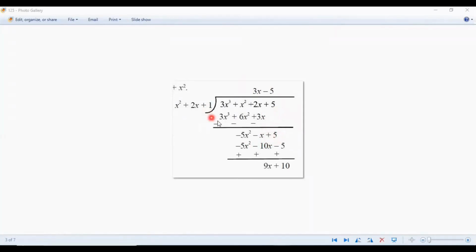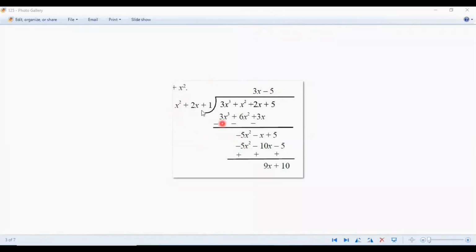Okay. Then you want to find the second term of the quotient, in such a way that that term into the first term of the divisor gives the product minus 5x square. So what is the choice? The choice is minus 5. So minus 5 into x square, you will get minus 5x square.